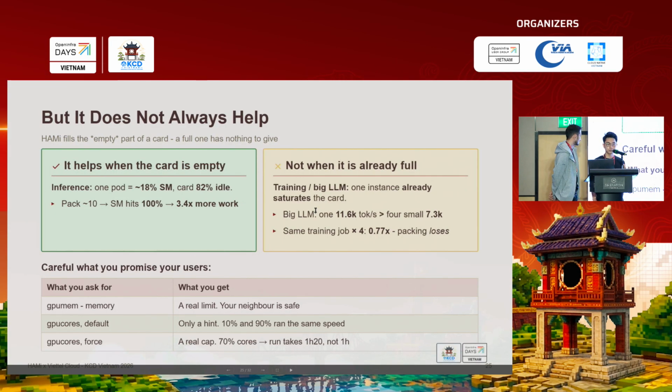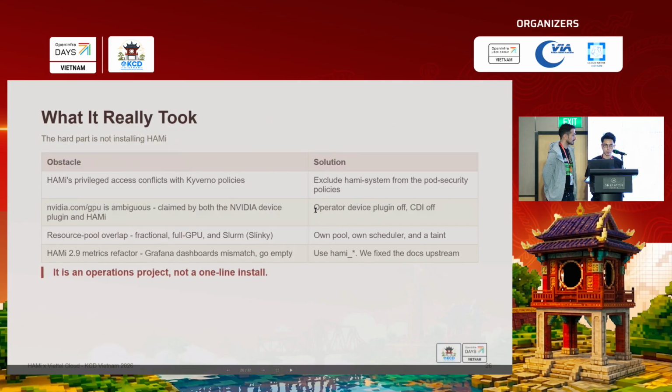By default, the GPU memory is a real limit, and your neighbor is safe. It means that other jobs cannot touch your memory. The GPU core setting by default is only a hint. Whether you give it 10% or 90%, it runs at the same speed, but if you set it to the force mode, it's a real cap. That's what we do.